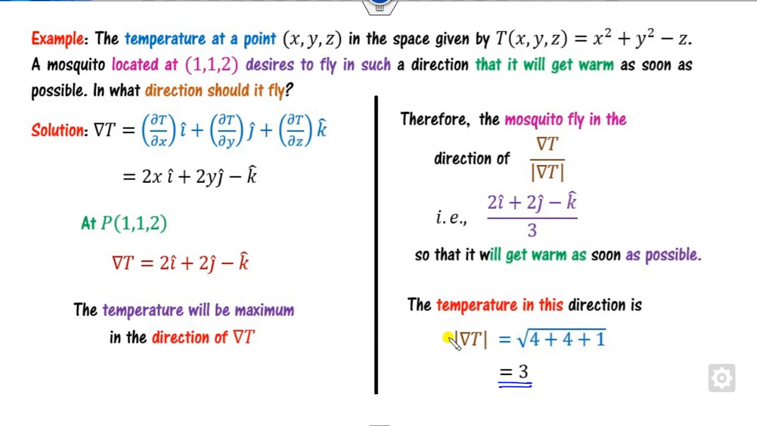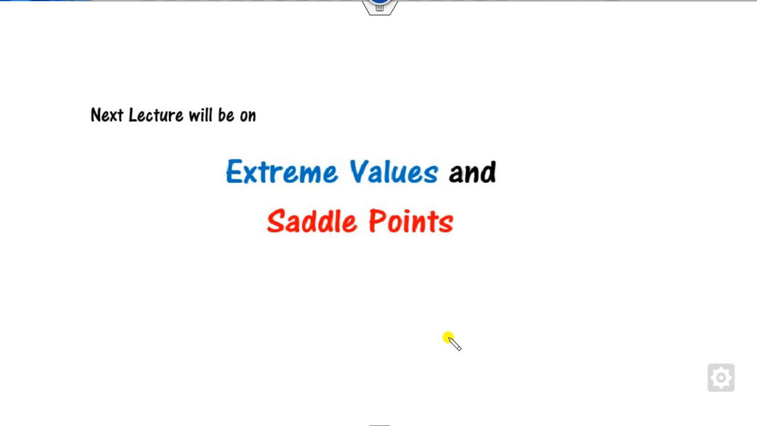So this is the way you can solve and think about these directional derivative problems. I hope you can learn through various examples and you can try to solve various problems on your own. We will see in the next lecture the extreme values and the saddle points.